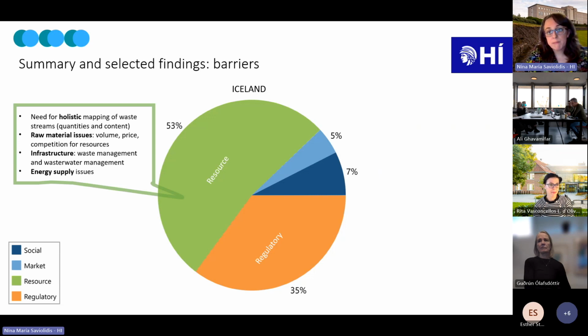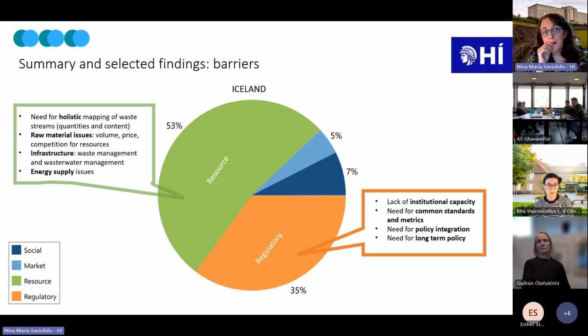And the issues that came up in Iceland were also quite distinctively Icelandic. We have a lot of issues to do with infrastructure, for example. Waste management and wastewater management are huge topics that we have yet to tackle here, partly because we have a lot of rural remote areas in Iceland. And we've also had energy supply issues, and those relate a little bit also to regulatory issues, because we have been selling a lot of energy to, for example, data mining companies and things like that. So this is causing a bit of an issue now.